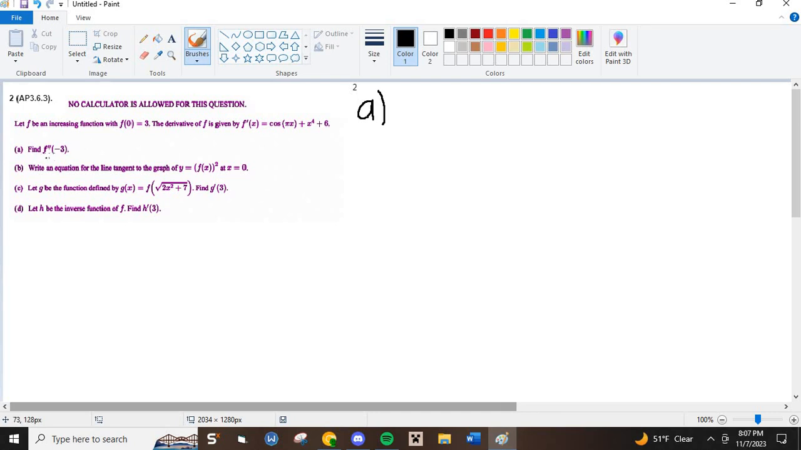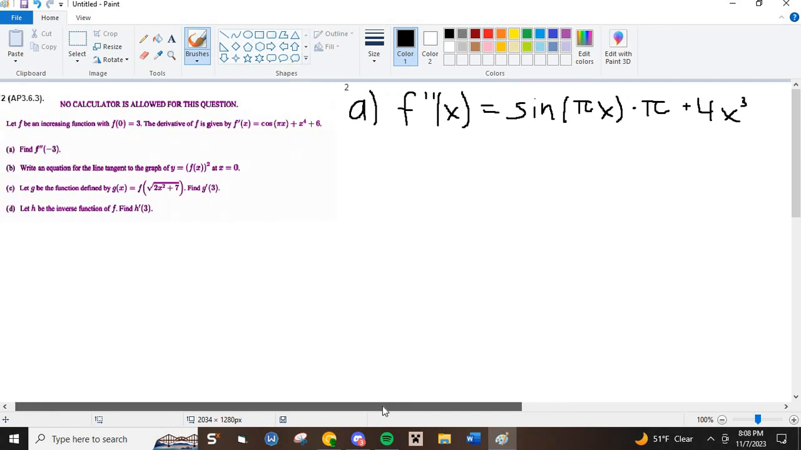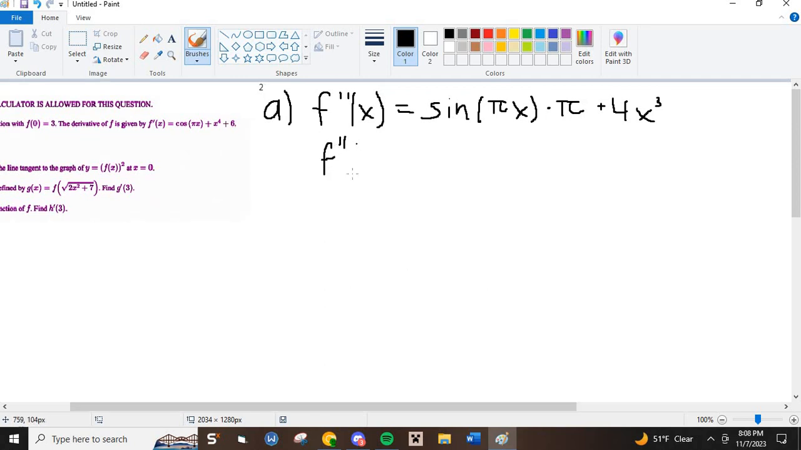So they want you to find f double prime at -3, and you do this by deriving f prime of x here. So to find f double prime of -3, you just have to find f double prime of x. Deriving this will just need chain rule. So derivative of cosine is sine, so that's sine of pi x times the derivative of the inside, which is just pi, plus 4x to the third with power rule, and the 6 is deleted, and so you plug -3 into there.